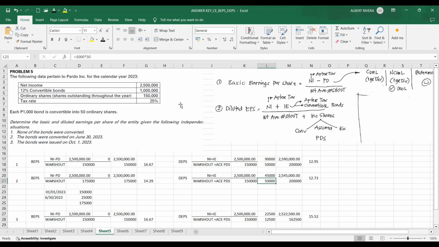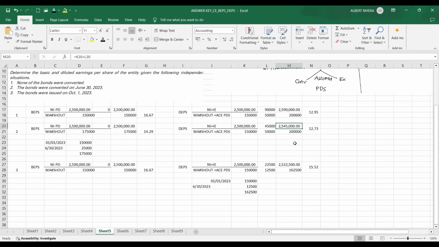50,000. Why? Because this was assumed to have been converted on January 1, 2023. So to compute for this 50,000, you have 1 million divided by 1,000 bonds. So that is 1,000 times 50. Since this was assumed to have been converted on January 1, 2023, then it is outstanding for 12 months over 12. So that's 50,000. Okay, so this is now 2,545 divided by 200,000 plus 150,000 plus 50,000. So this is 12.73.